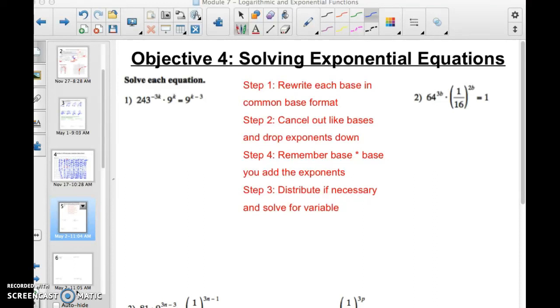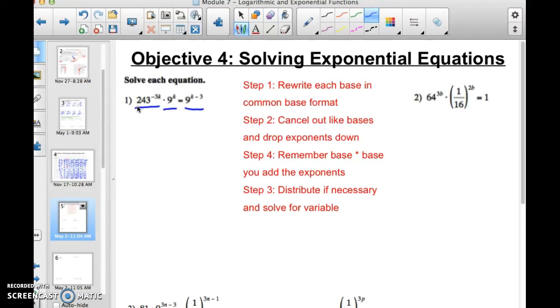So number 1, I read 243 raised to the negative 3k times 9 raised to the k equals 9 raised to the k minus 3. First thing I notice is that this is an exponential equation because it has bases and exponents. There is a base and an exponent right here. That's one of them. There's a base and an exponent there. That's 2 of them, and there's a base and an exponent on the other side of the equal sign. That's the third one. So that tells me it's exponential.